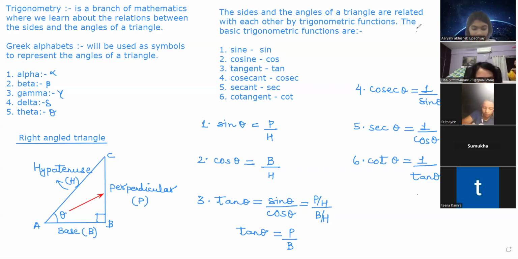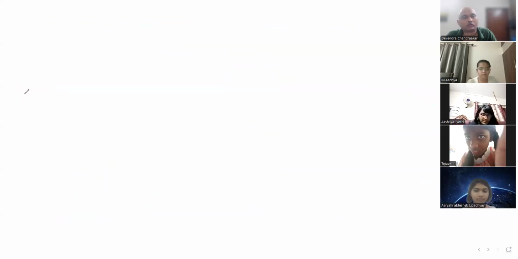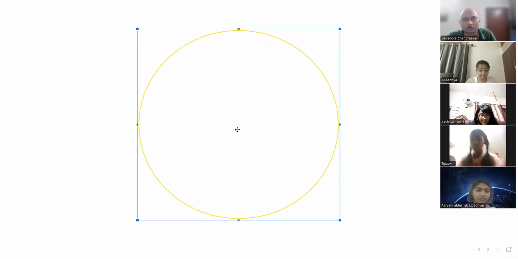Okay, I think most of you have noted it. So once we are aware about trigonometric functions and the right angle triangle, let's move ahead to know more about the quadrants of a circle. In this slide, we will learn about the quadrants of a circle. All of you, please pay attention.